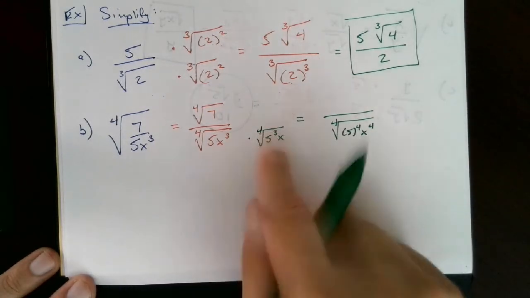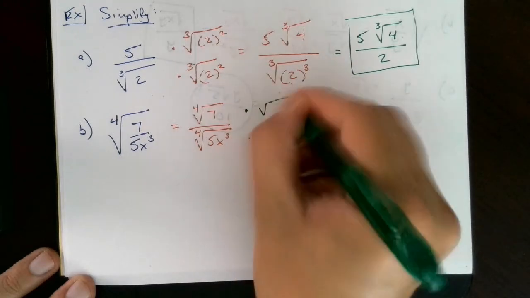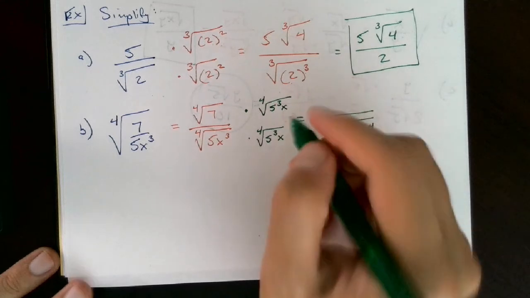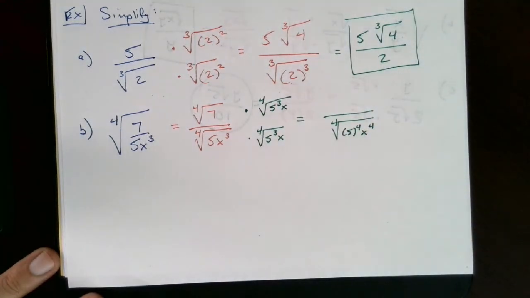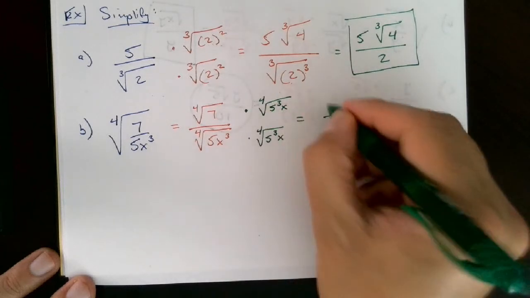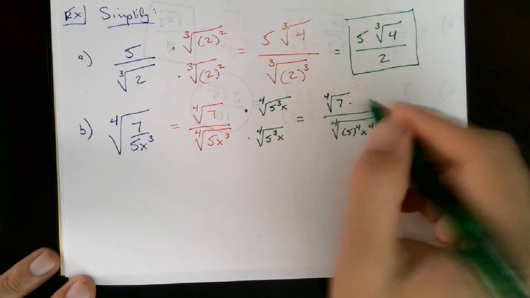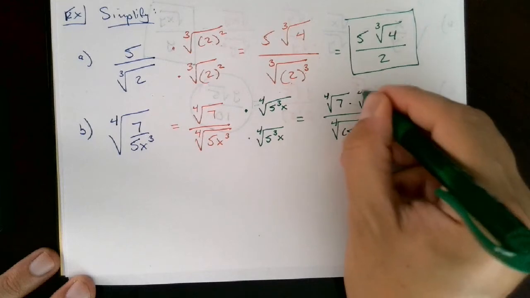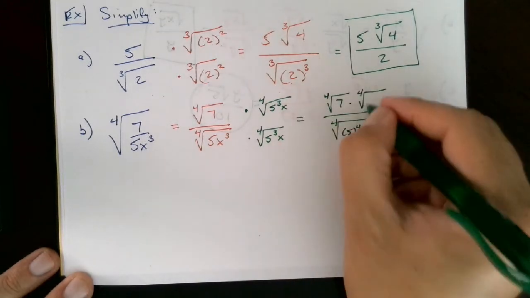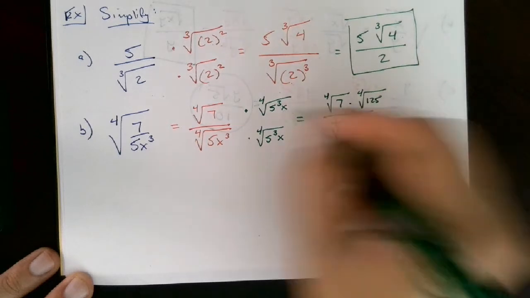Now, whatever I do to the denominator, that's what I multiply to the numerator. So this is the fourth root of 5 to the third power times x. So simplifying this, when I multiply this, I have the fourth root of 7 times the fourth root of 5 to the third. That isn't a perfect fourth power, so you can actually raise that power. 5 to the third is going to be 125, and then you have x here.